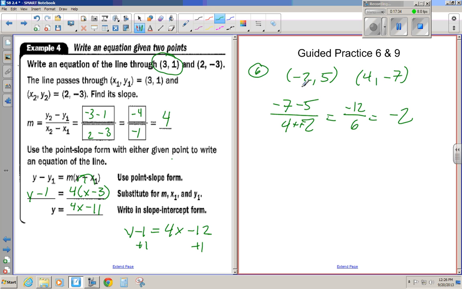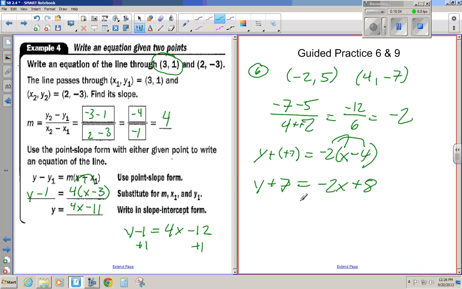Now, neither one of these is super nice, so we'll just go ahead and use the second point. y minus negative 7 equals negative 2 times (x minus 4). Well, let's distribute the negative 2. Minus a minus becomes a plus 7. Distribute the negative 2. Subtract 7. And now you have your equation. Like 2 or 3 steps here, you have your own equation.